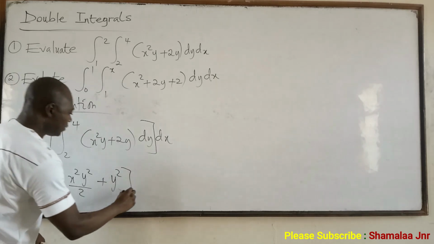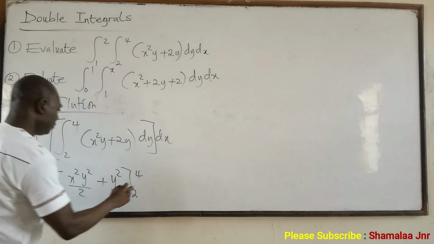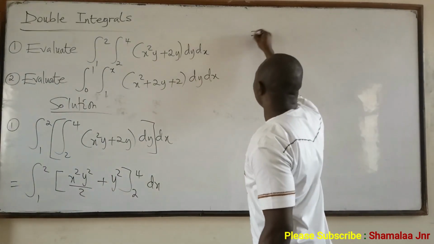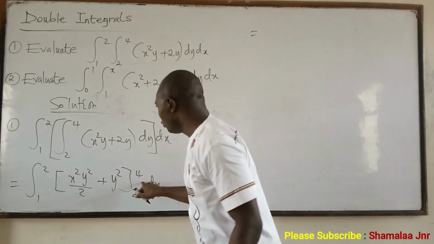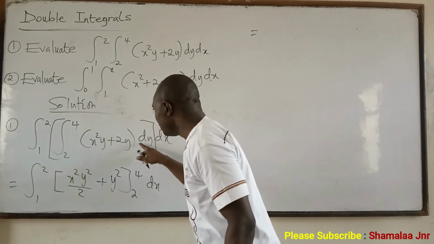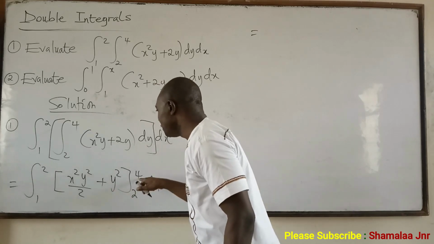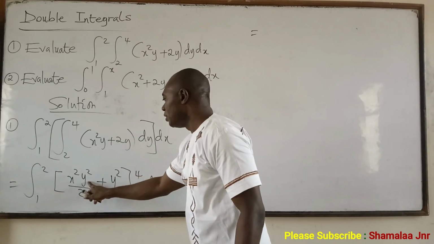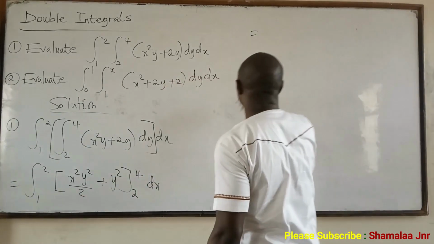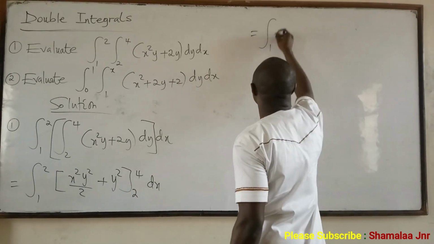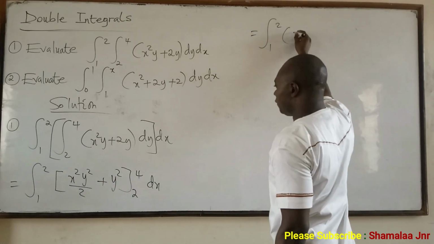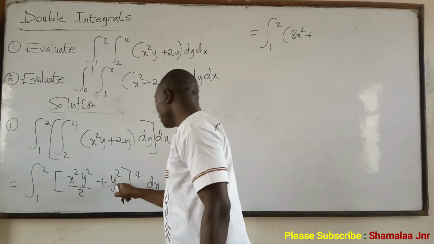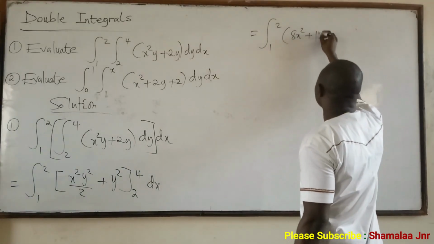Now let's put in the limits 2 to 4, and then dx. Now this is equal to, if you put in 4, wherever you see y, because you integrate with respect to y, you write 4. If you put 4 here, 4 squared is 16, divided by 2 is 8. So this one will be integral from 1 to 2 of 8x squared plus, when you put in 4 here, you are going to have 16.